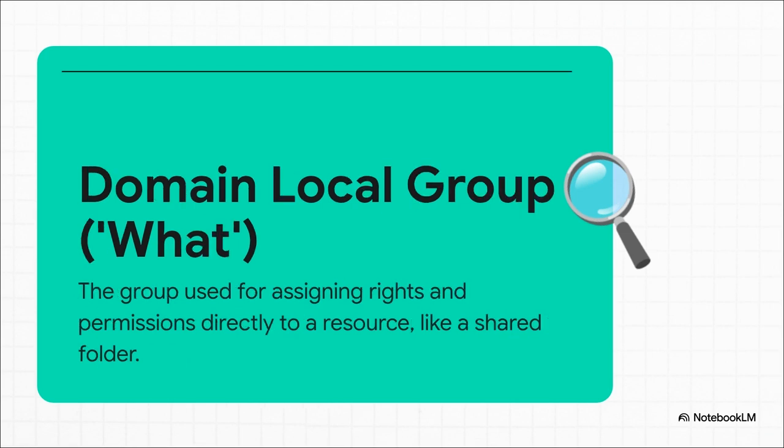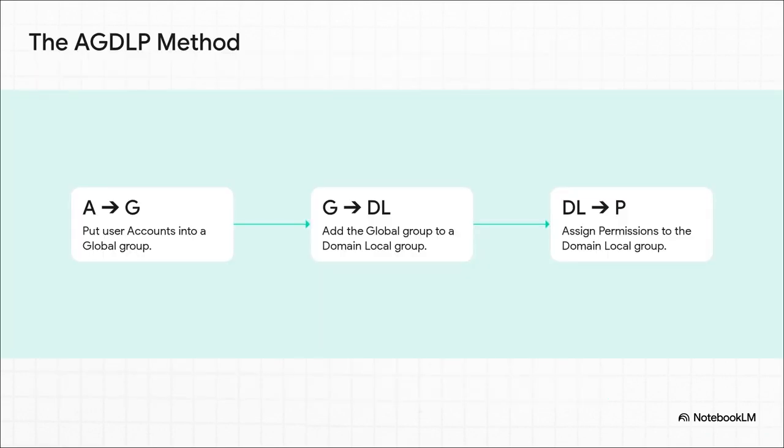The second type is the domain local group. Now, if the first group was the who, this one is the what. This group doesn't actually hold people. Instead, it holds the permissions. For example, you'd create a group that has access to the super secret sales folder. And here is where the magic happens, connecting the who to the what. The best practice is a really simple formula. Accounts, that's your users, go into global groups.